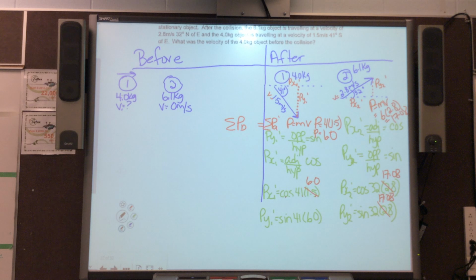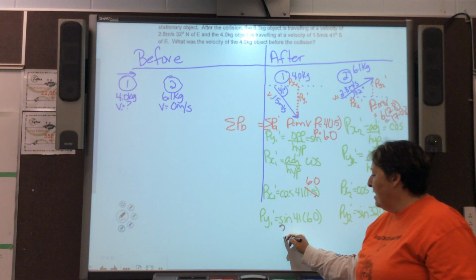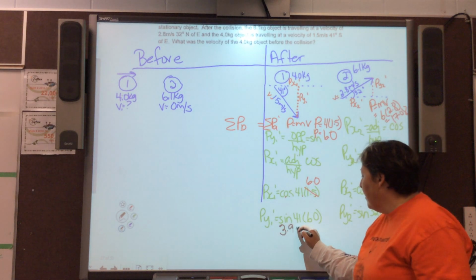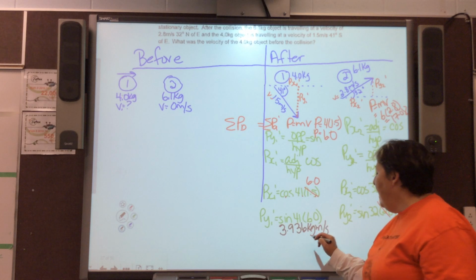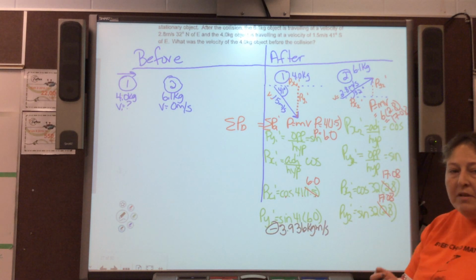What do you get, Jaden? Give me one answer. The sine of y of first object equals 3.53. Okay. And it's negative because it's going downwards. Good job. Cameron, did you get another number?